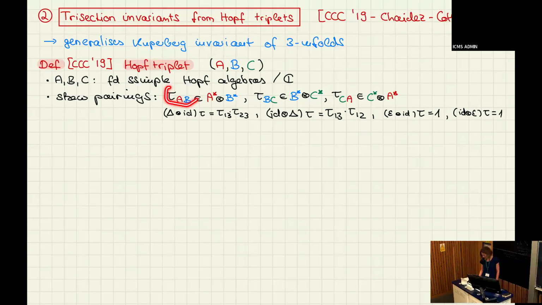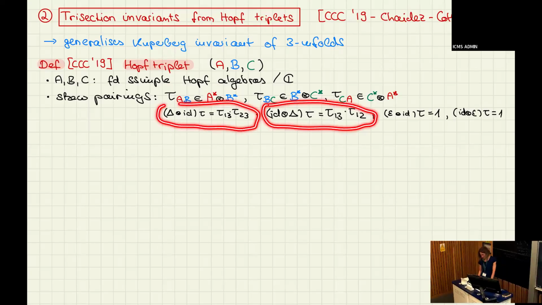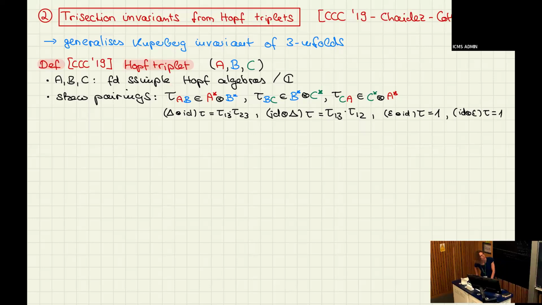So here I take these skew pairings as elements of the tensor products of the dual Hopf algebras. And then this compatibility condition becomes something that seems familiar from the R matrices. So this is a condition that is also satisfied by universal R matrices. And here this condition is also similar. But it's not required that the skew pairings are non-degenerate. You can see this as a generalization of an R matrix, in fact.